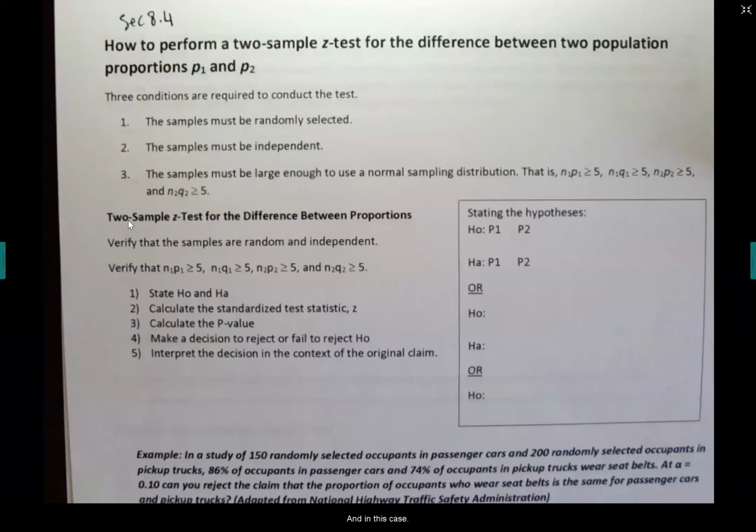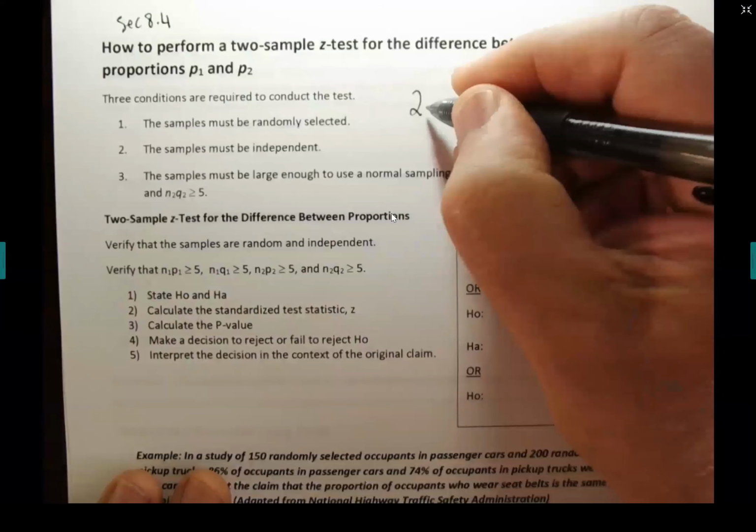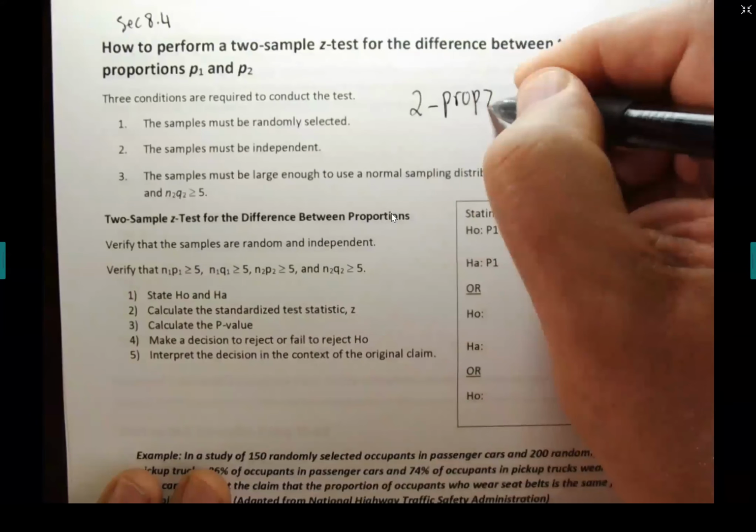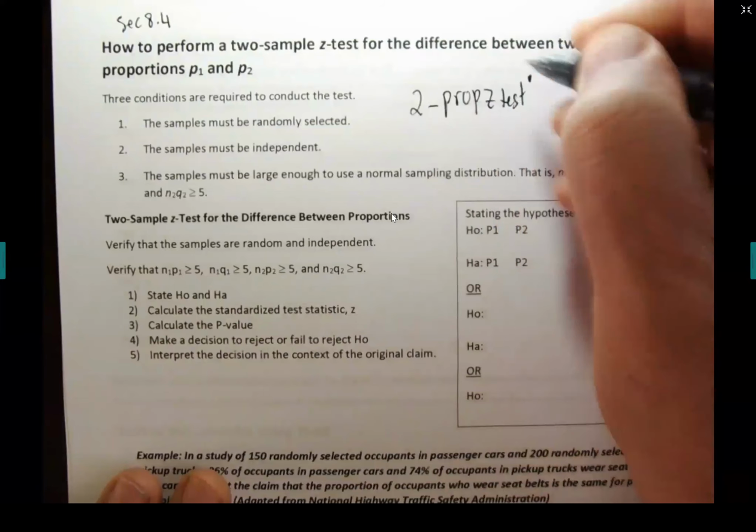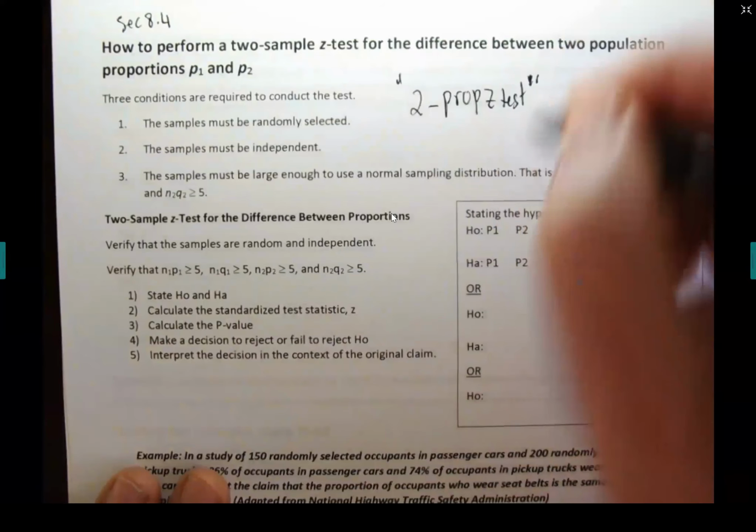And in this case, we use the two sample proportion test for the difference between two proportions. So the name of the test is this, 2-prop Z test. You will see that in a second.